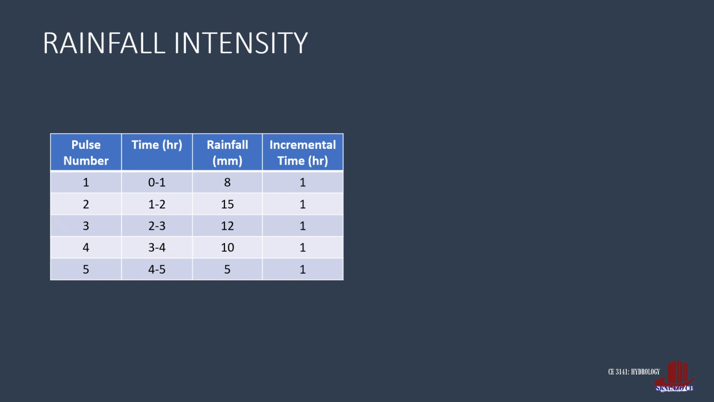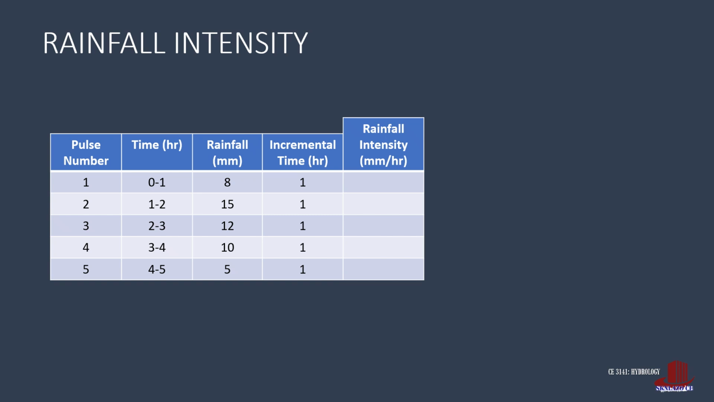With both parameters as incremental, take the rainfall intensity by dividing the depth by time. Like 8 divided by 1 is 8. 15 over 1 is 15. 12 upon 1 is also 12. Then 10 divided by 1 is 10, with 5 over 1 as 5.